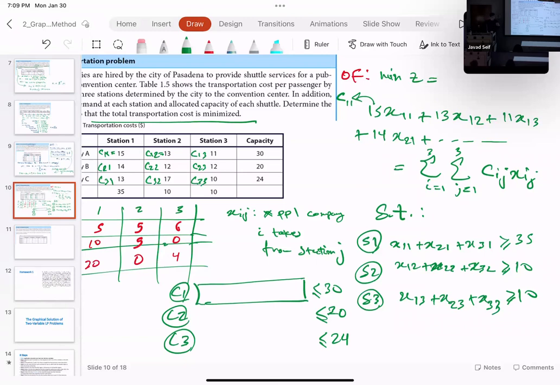All the amount that company 1 takes, which is X11, company 1 from station 2, company 1 from station 3. Same here: X21 plus X22 plus X23. X31 plus X32.